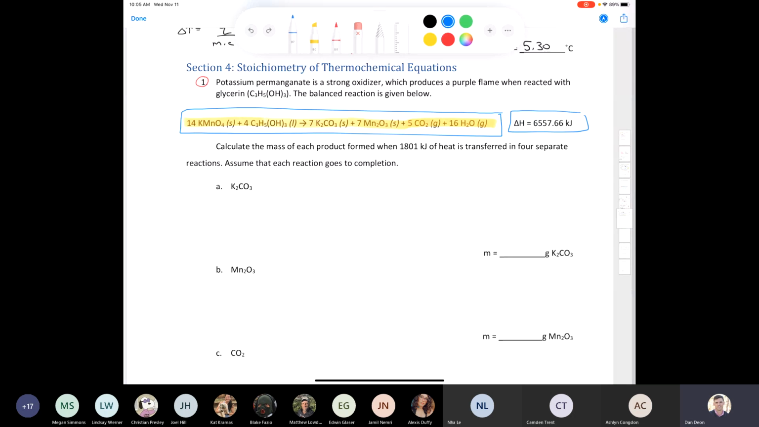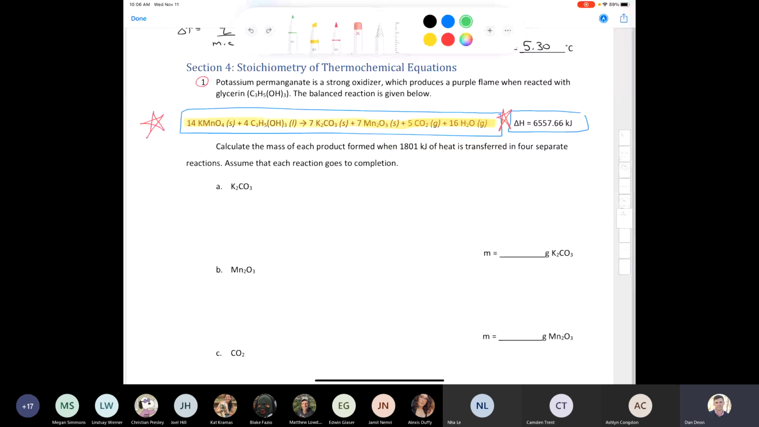Anyhow, it says here, calculate the mass of each product formed when 1,801 kilojoules of heat is transferred in 4 separate reactions. Assume that each reaction goes to completion. So what they're saying is, in the reaction in the blue box you released this much heat. Now, what if you only released this much heat? It's not as much. So they're asking, if this much heat was released, how much potassium carbonate would be formed?